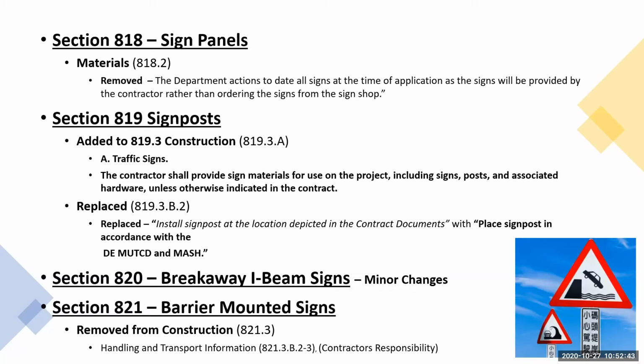Again, all signposts and associated hardware being supplied by the contractor and installed by the contractor, no longer being supplied by the sign shop. One other thing to note here for any sign related things, or any breakaway type structures related to traffic, we're still using NCHRP 350 devices for our signposts and our sign hardware. We don't have suitable MASH compliant devices yet, so those will be forthcoming in future updates. But for now, we're going to continue using what we've been using over the past few years.